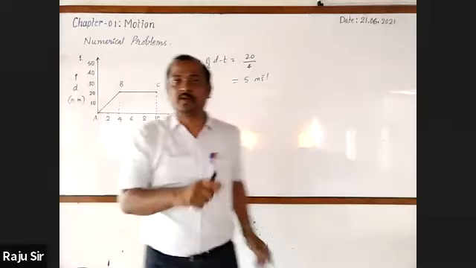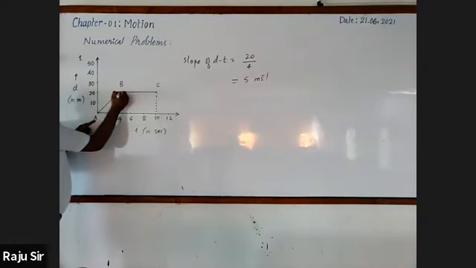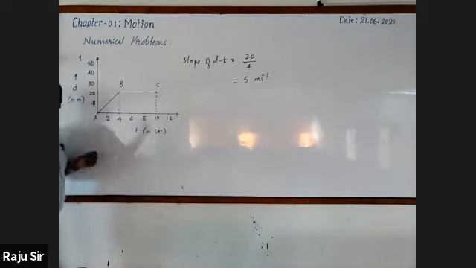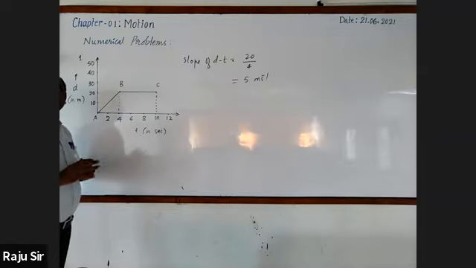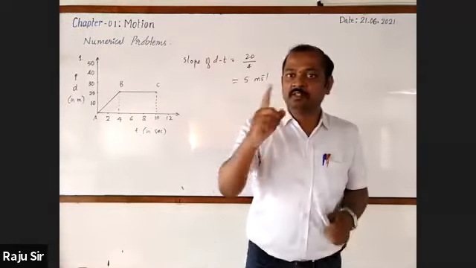20 meters. 20, very good. The body has taken the position B. Now you may just draw a line up to the distance axis. It has traveled for 20 meters. After traveling 20 meters, then it has taken the rest. Clear enough?